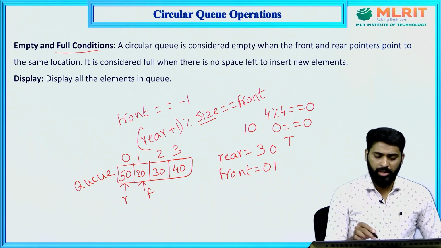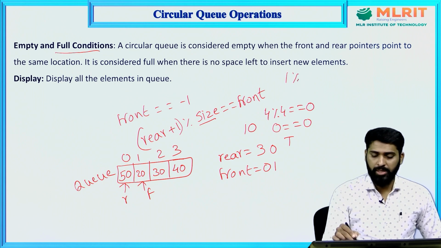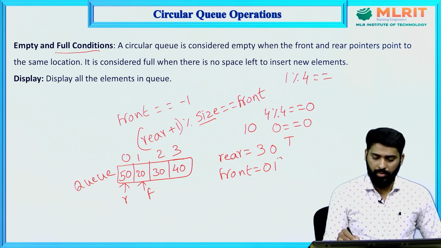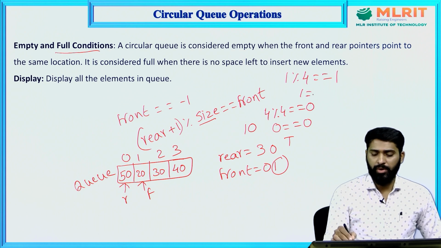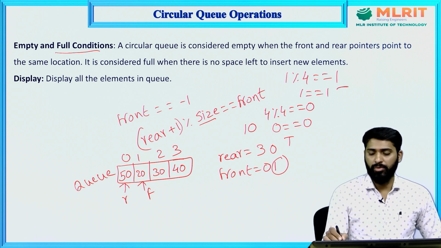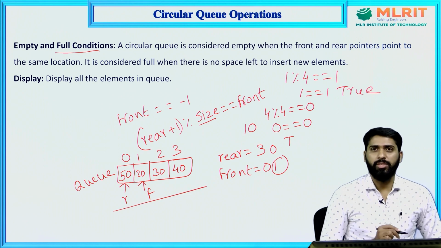How do we know that? Rear plus 1. Here what is the rear? 0. 0 plus 1, 1. Percentage, what is the size? 4 equals front value. Front value is 1. 1 percentage 4, 1. 1 equals 1. True. So, in this case also we are going to print that the queue is full.